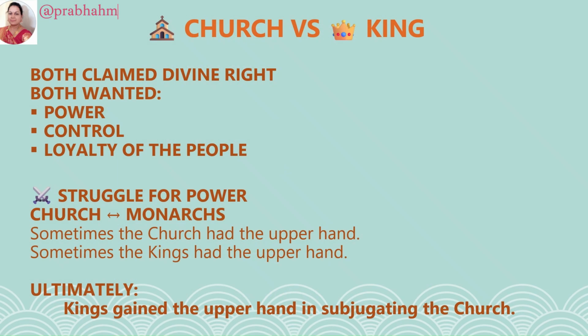Finally, we should remember that the church was also a powerful institution during the medieval age. Both the church and monarchs claimed divine right and wanted power and control. This resulted in a struggle between the church and kings. According to our textbook, ultimately the kings gained the upper hand in subjugating the church.